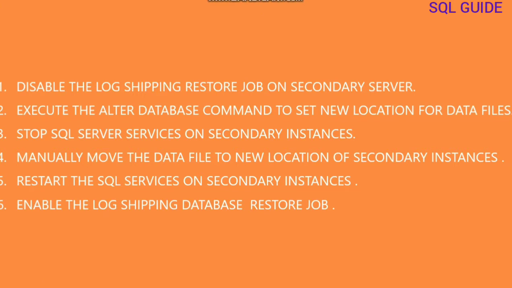To move log shipping secondary database files, disable the log shipping restore job on the secondary server. Execute the alter database command to set a new location for the data files. Stop SQL Server services on the secondary instance. Manually move the data file to the new location on the secondary instance. Restart the SQL services on the secondary instance. Enable the log shipping database restore job.